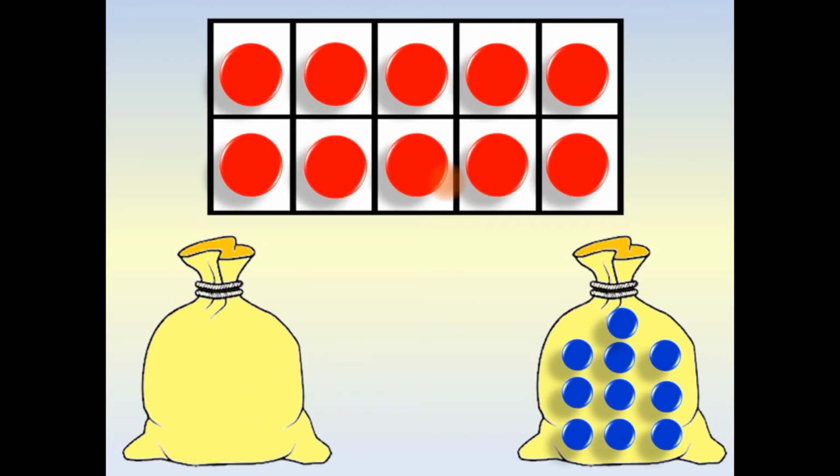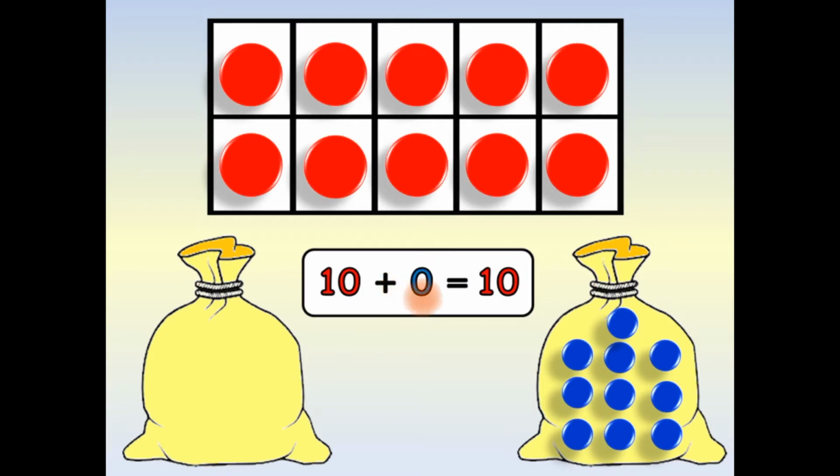Look, we didn't distribute the blue phones, so the total number of the red phones is 10, since we have 10 boxes. So we have 10 red phones. So the equation is 10 plus 0 equals 10. So we can say 10 red phones plus 0 blue phones gives us 10.